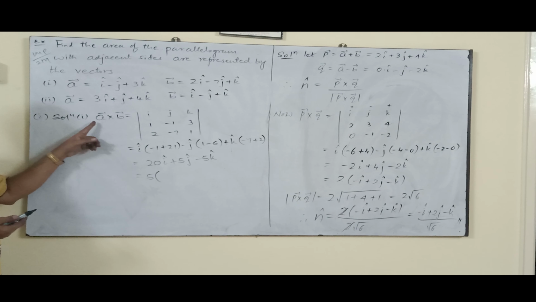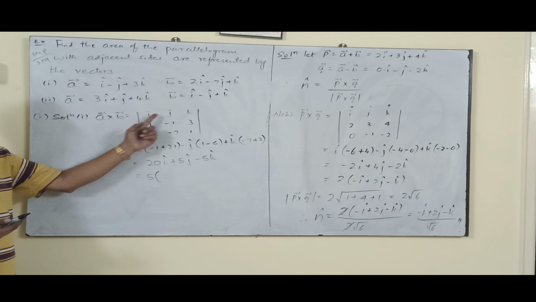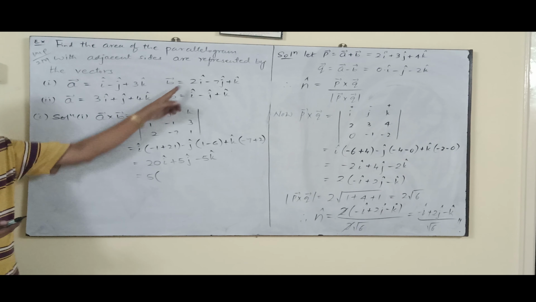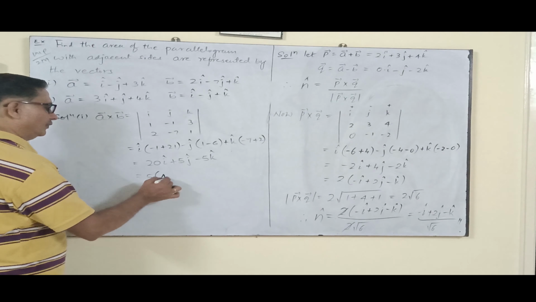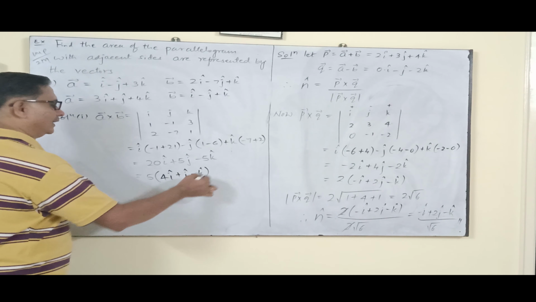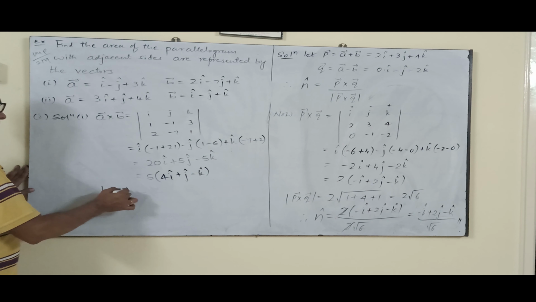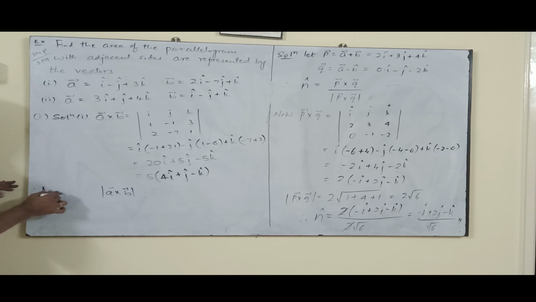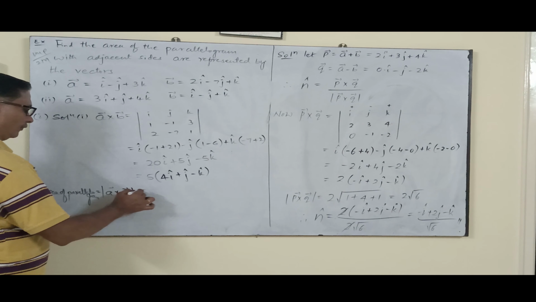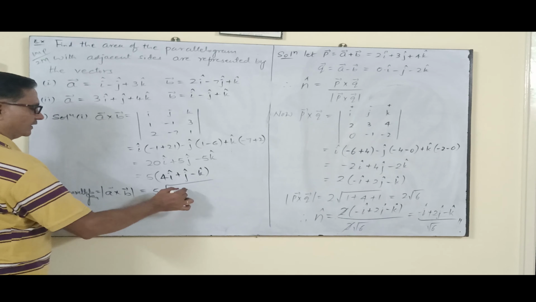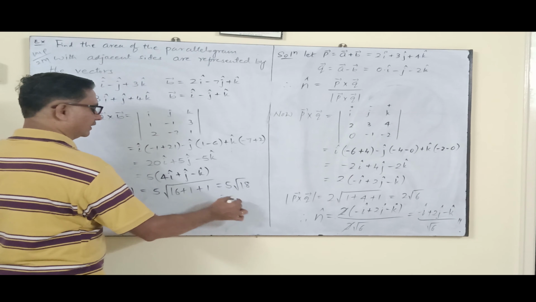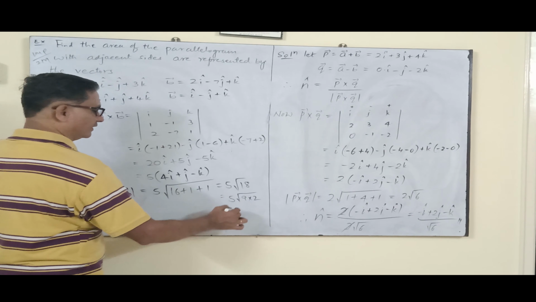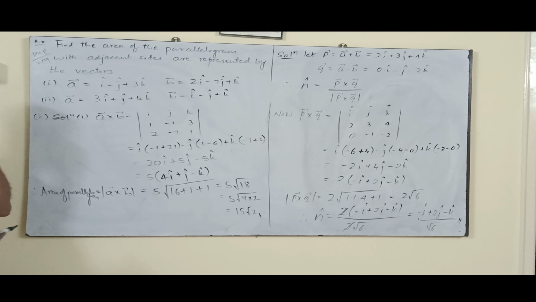After simplification, A cross B is 20i plus 5j minus 5k. Take 5 common: 5 times 4i plus 1j minus k. Then to find its magnitude: the magnitude of A cross B is the value of the area of the parallelogram. It is 5 into the square root of 4 squared, 16, plus the coefficient of j, 1 squared, 1, plus the coefficient of k, minus 1 squared, 1, that is 5 root 18. Further, root 18 can be written as 9 into 2, root 9 is 3, 3 fives are 15, so 15 root 2 is the value of the area of the parallelogram.